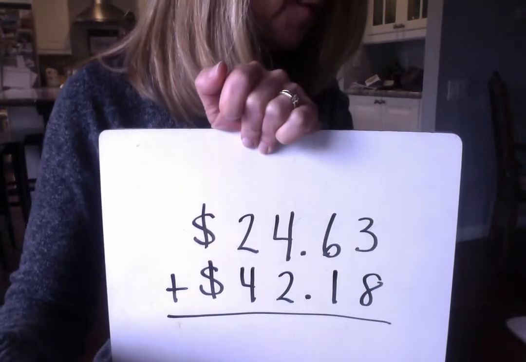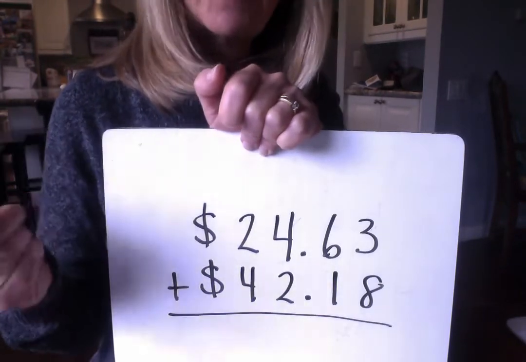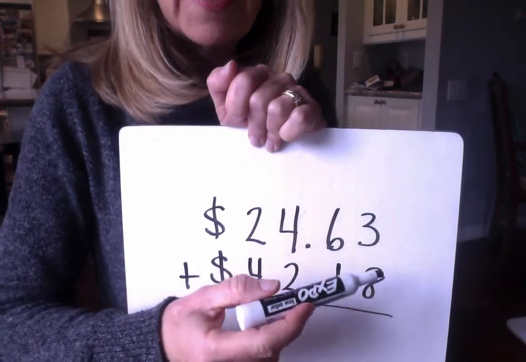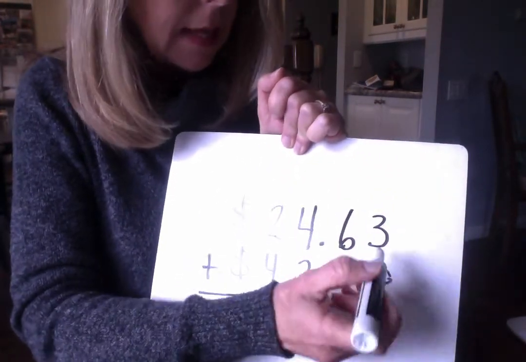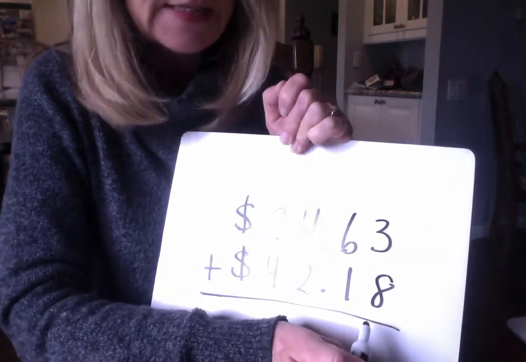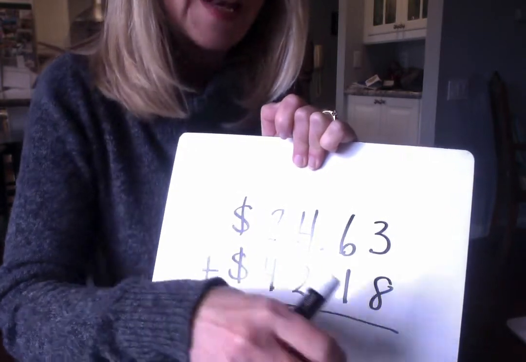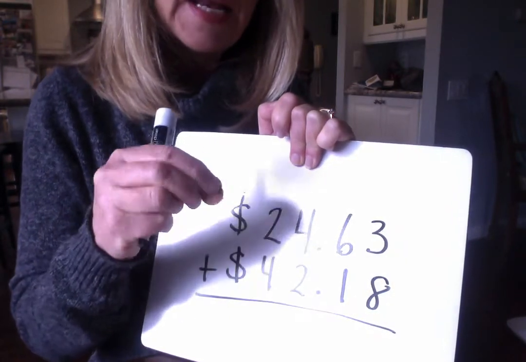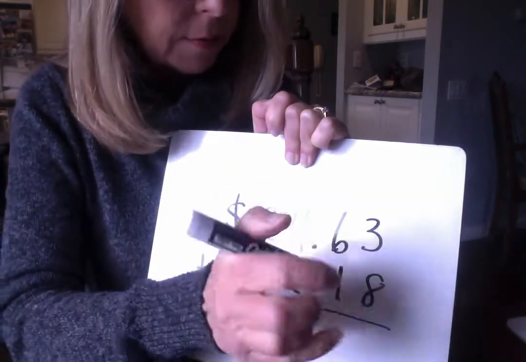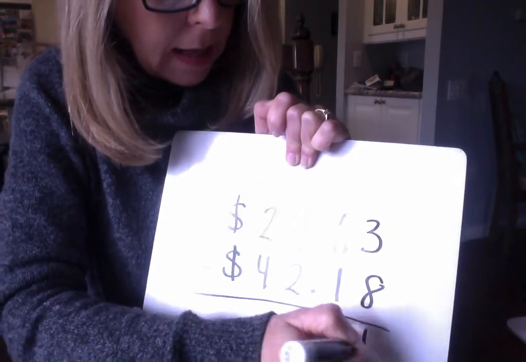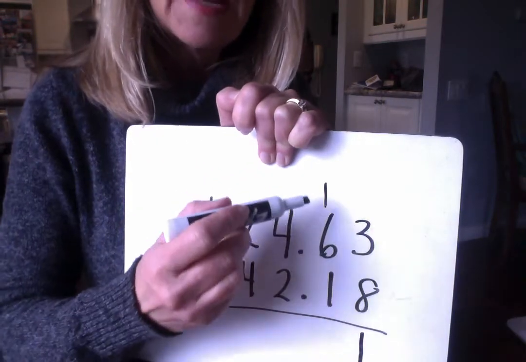All right, so we have $24.63 and $42.18, and we're adding. So we don't have to worry about having enough. We're just going to add it. We always start with the pennies, and 8 pennies plus 3 pennies equals 11 pennies. If I had 11 pennies, I could trade 10 of my pennies in for a dime, right? That would leave me with 1 penny and 1 dime, putting that up in the dimes column.